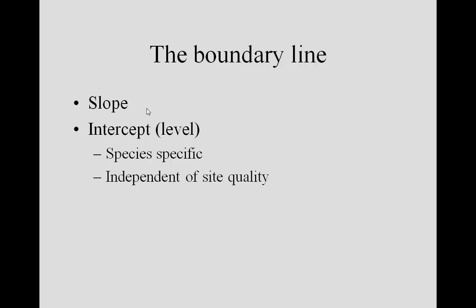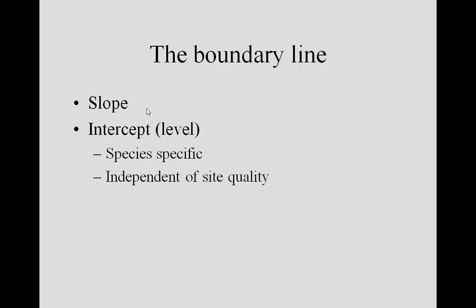Now, for each individual species, whether it be lodgepole pine or sugar maple or ponderosa pine, each species has its own intercept or level. So there's a unique boundary line for each species. If we were to plot the boundary lines for every tree species in the world and superimpose them, we'd see this swarm of parallel straight lines if we plotted them in a log-log format, and they would be parallel but at different levels.